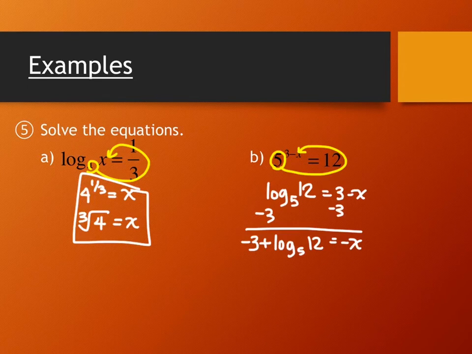Okay, I've got it solved for negative x. What do I do next? Divide or multiply by negative 1. You got it. So all the signs are going to change. This will become 3 at the beginning, and then minus log base 5 of 12 equals x.